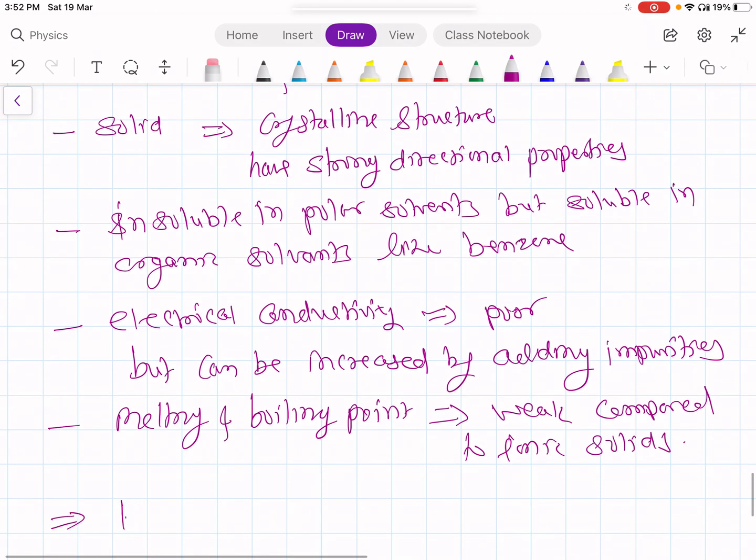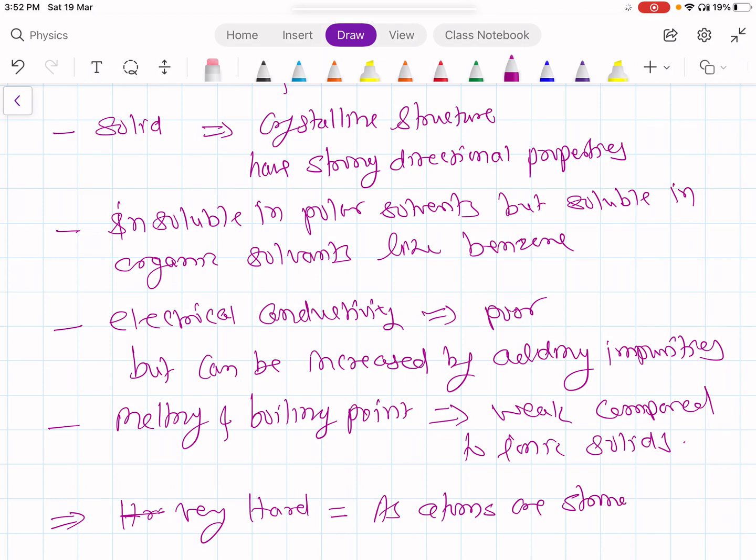And these compounds are very hard as atoms are strongly bound with each other, strongly bound in a lattice structure. So they are hard, and the hardest material is diamond, because the carbon-carbon covalent bond is very strong.